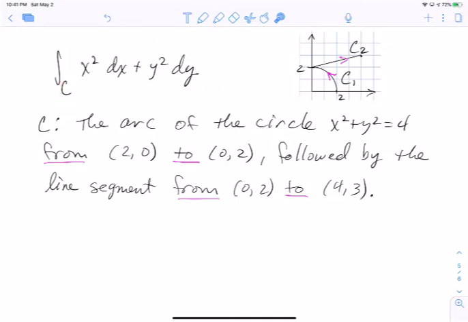Now, these two curves don't really have anything to do with each other. They have a common point, right? The end of C1 is the beginning of C2. That's kind of a requirement here. But we're going to consider C1 separately from C2.